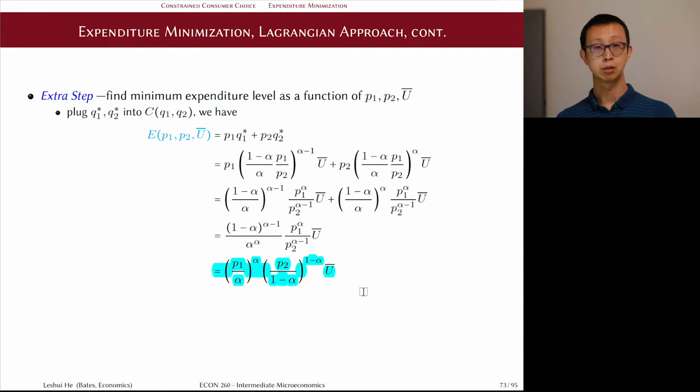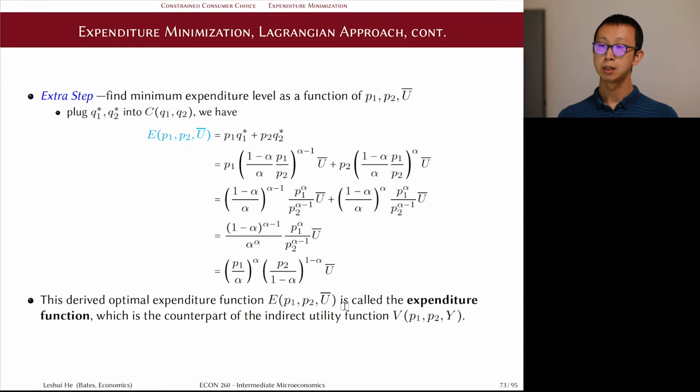Just like the indirect utility function, this function embeds all the optimal consumption choices, and it maps these parameters directly into the minimum level of expenditure needed to achieve that particular utility level, given these prices of P1 and P2. So we will call this function the expenditure function.